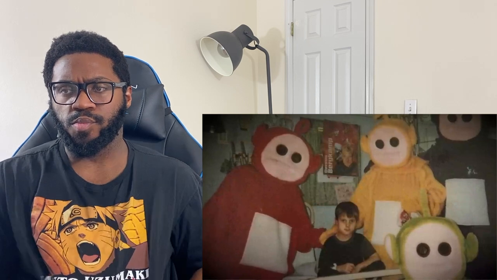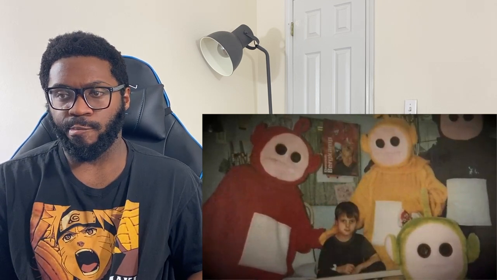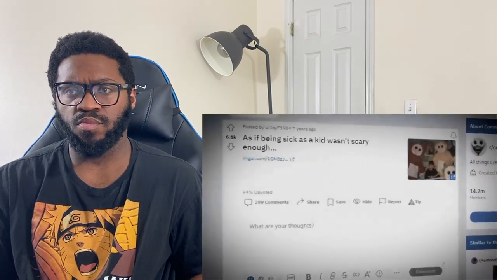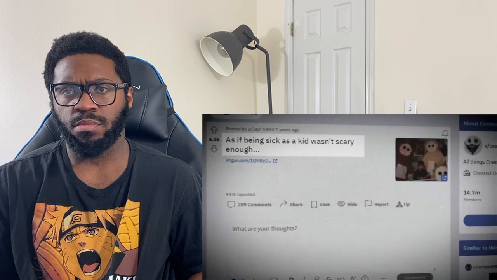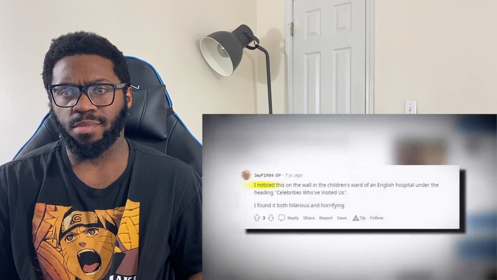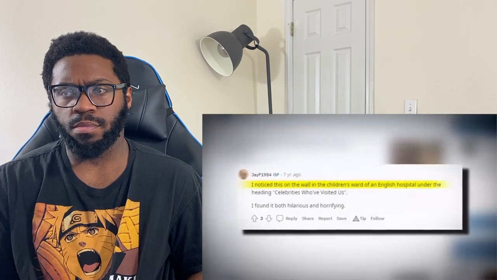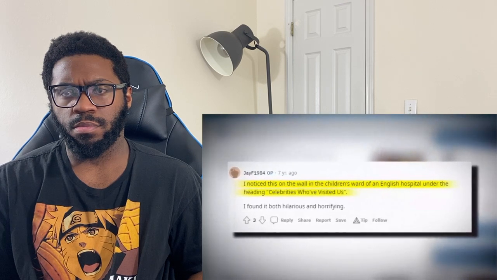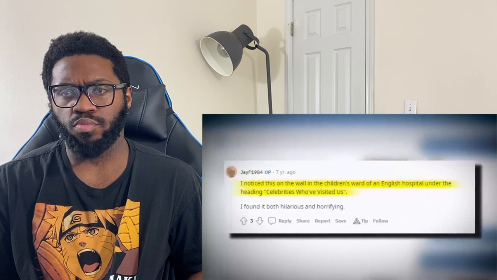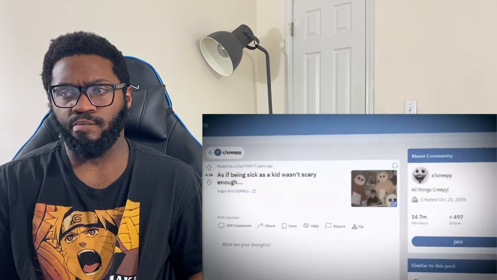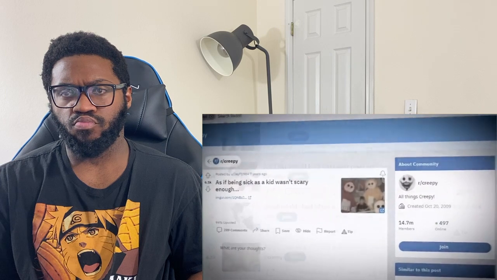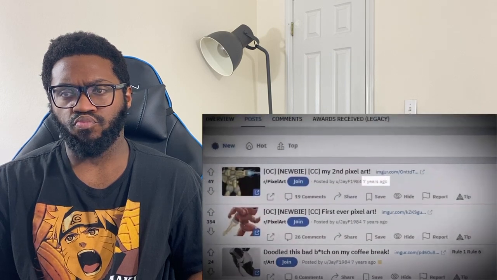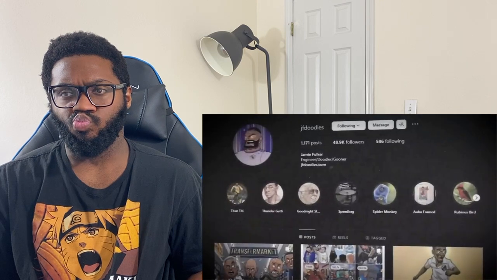The first occurrence of this image on the internet, according to what I was able to find, refers to this Reddit post from the r/creepy subreddit with the caption, "As if being sick as a kid wasn't scary enough. I saw this on the wall in the children's ward of an English hospital under the name Celebrities Who Visited Us," wrote the uploader JF1984 in a comment. The uploader hasn't made a post on Reddit in almost 7 years, indicating that he presumably no longer uses that account, although he still is active on other social networking sites where he goes by the name JF Doodles.